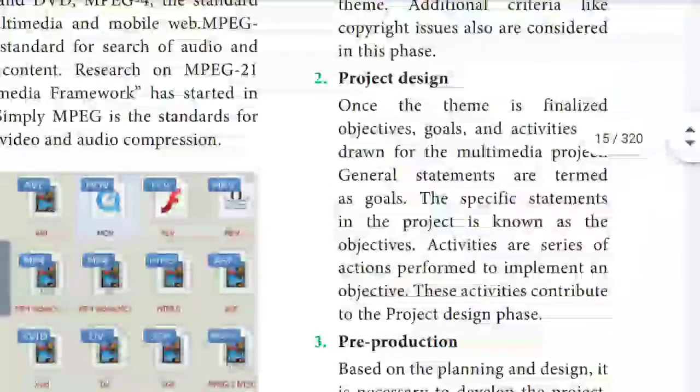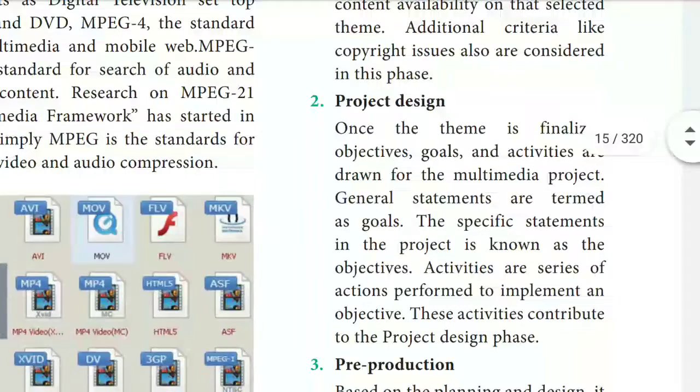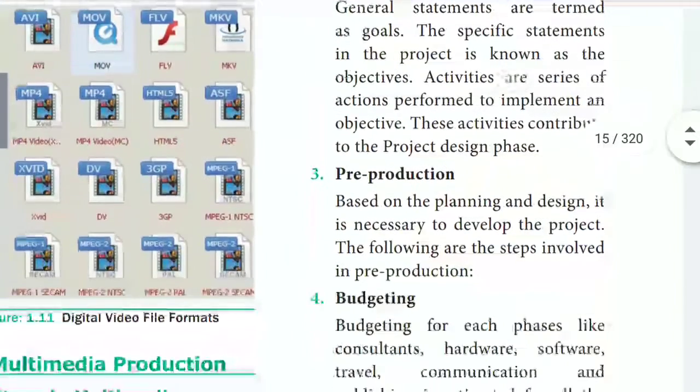So next is project design. Once the theme is finalized, objectives, goals, and activities are drawn for the multimedia project. General statements are termed as goals. The specific statement in the project is known as an objective. Activities are a series of actions performed to implement an objective. These activities contribute to the project design phase. So what are all the activities that are done to finish this project, and what are all the goals that have to be achieved in this project? Everything will be designed in this project design phase.